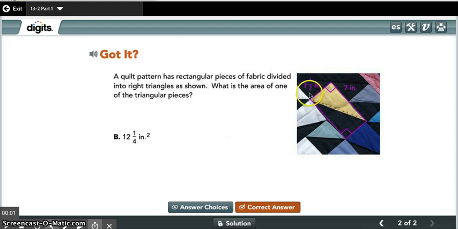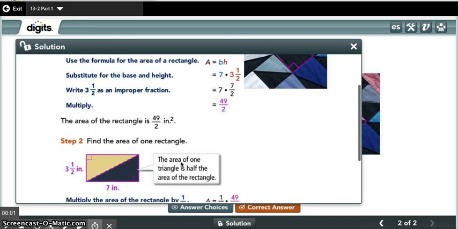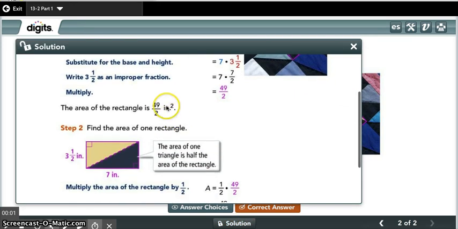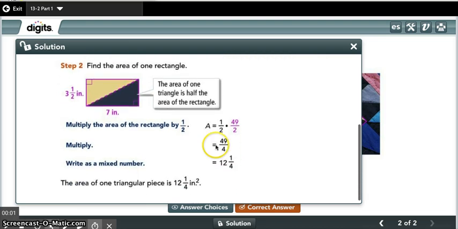So you would do 3.5 times 7, and you would get 24.5. And then you would take half of that, and you would get 12.25 or 12 1/4. Here's the solution if you'd like to look at that. They left theirs in fraction form, which is totally fine, but we could do it in whole number form. And now we have our answer.